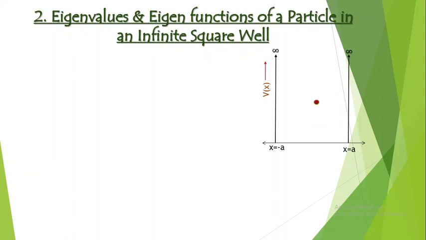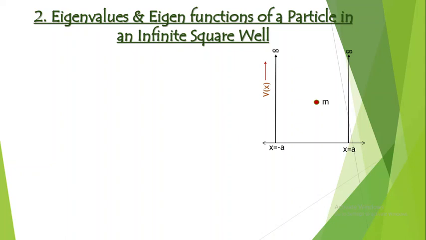So the particle which will be present within the square well is free to move. It won't be at rest. And that's why the potential V of x will be equal to 0 and it will have its own kinetic energy. But at the boundaries or outside the boundaries, the particle won't be present, because if the particle has to come outside the barrier, it has to acquire a potential of infinite order, because the boundary has the potential equal to infinity.